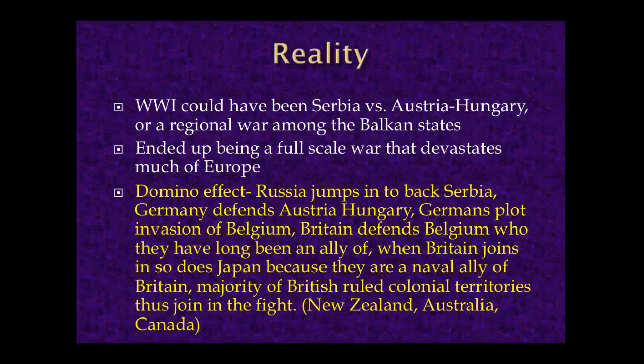Russia jumps in to back Serbia, so Russia is going to declare war on Austria-Hungary. The next day, I think that's July 30th or 31st, August 1st, I think it was, Germany declares war on Russia. The next day, Germany declares war on France. And because Germany is going to declare war on France, they go through neutral Belgium, which is between the northern borders of France and Germany. When Germany invades neutral Belgium and declares war on them, Britain jumps in and declares war on Germany to back up Belgium.